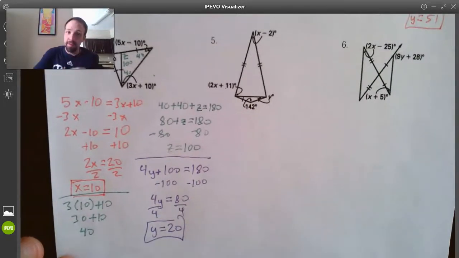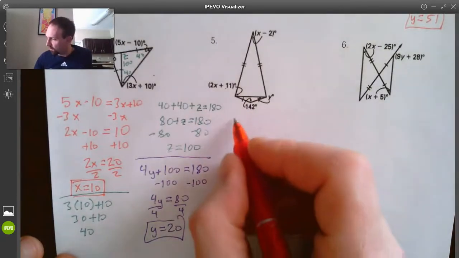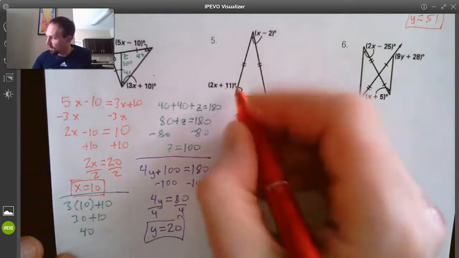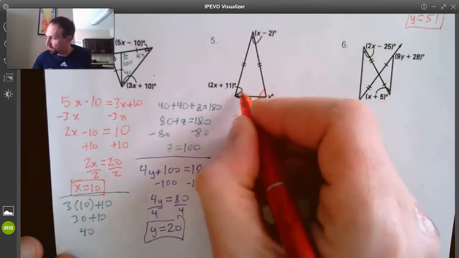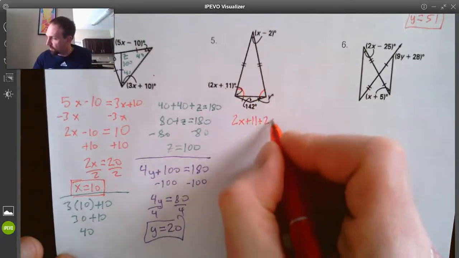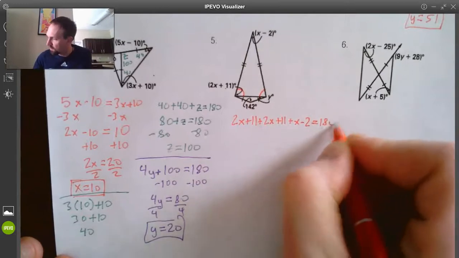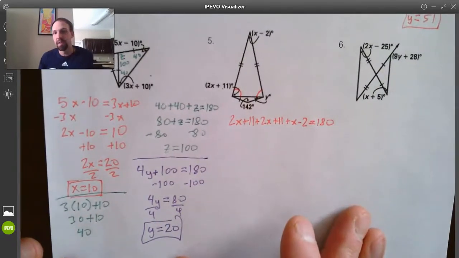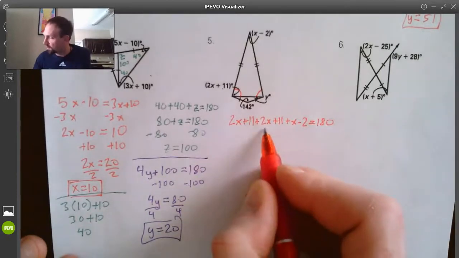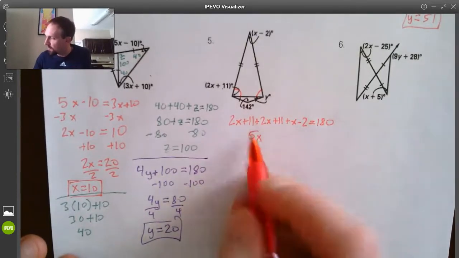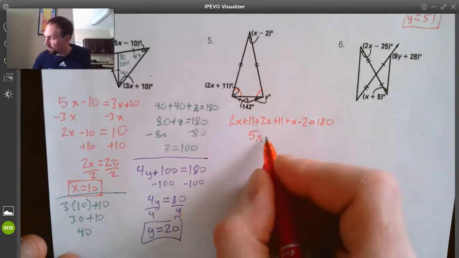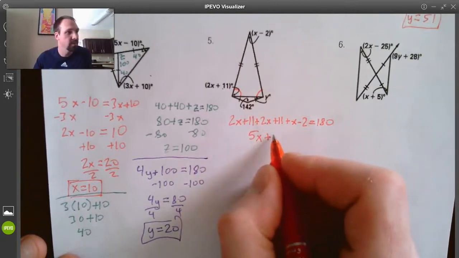Number 5. This one also is similar to the previous one where we've got a lot of different angles going on. What I need to note is that if I add 2x plus 11, that's this one here, with this, so these two are congruent, so with another 2x plus 11, with this x minus 2 up above, it's going to give me 180 degrees. So 2x plus 2x, 4x, plus x is 5x. 11 plus 11 is 22, minus 2 is 20, so plus 20.